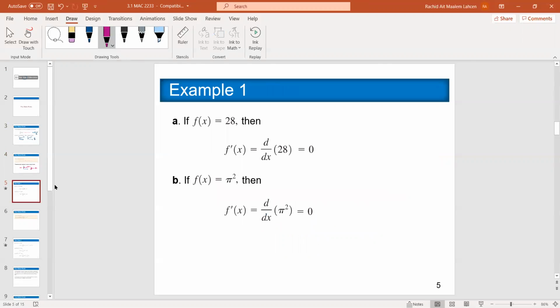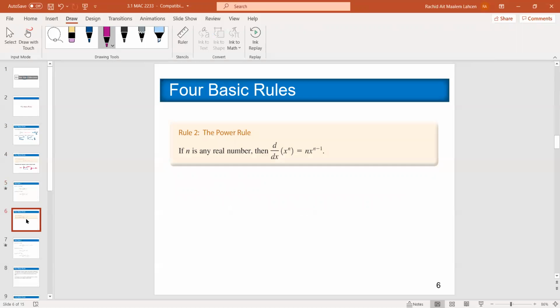So if f of x is 28, the derivative of 28 is 0. It doesn't have x there. Pi squared is 0. So we can't mix this constant with the multiple. We will see that next.